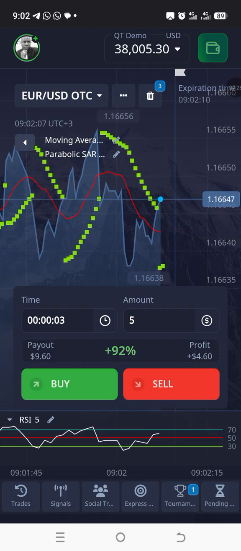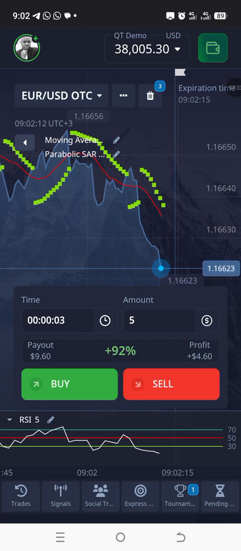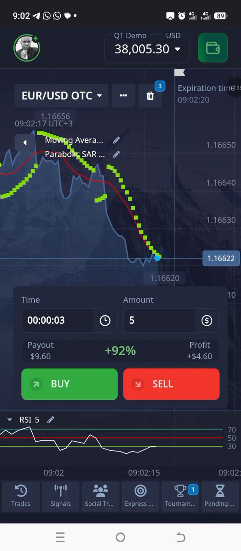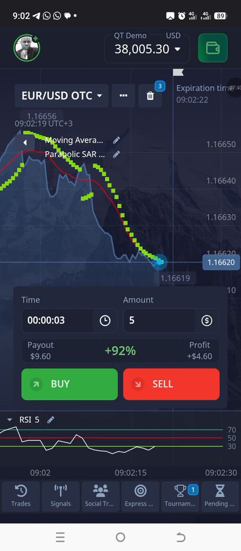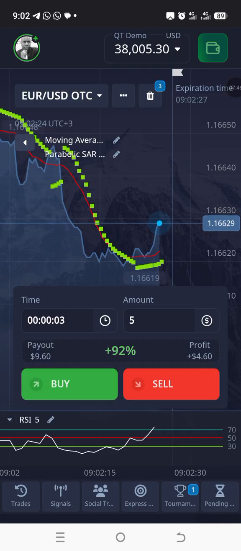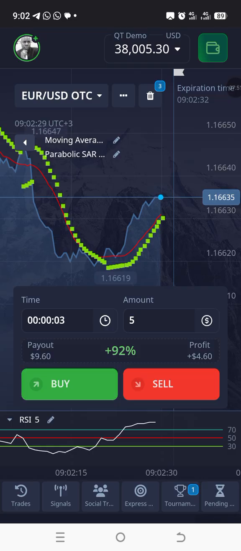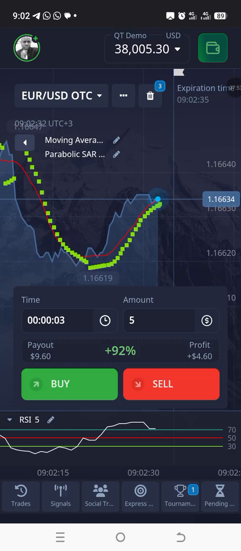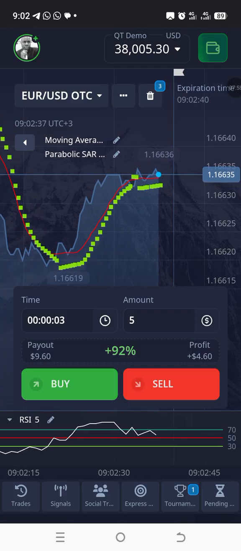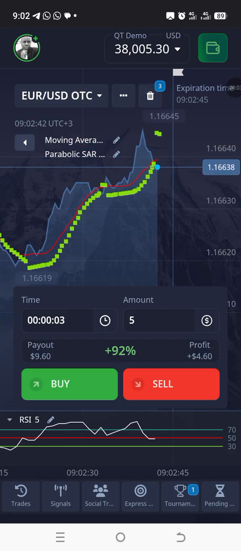Your eyes should be on this parabolic SAR and the RSI. You must be very, very sharp. Now, you set your amount. You can start with $1. You can start with $2. You can start with $3. You can start with $4.